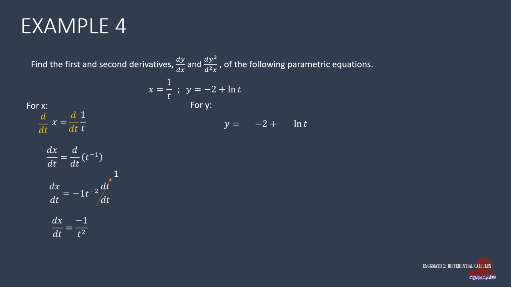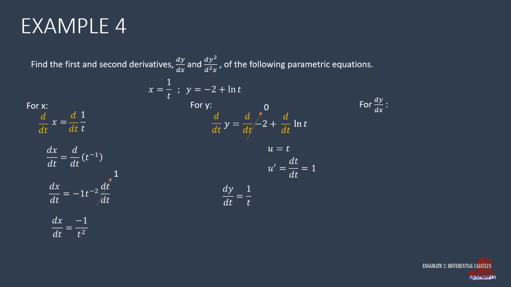dy all over dt is the derivative of negative 2 plus the derivative of ln of t. The derivative of a constant is 0. And to take the derivative of ln t, we figure out u, which is t, and take u prime, which is 1. dy all over dt is then taken as u prime all over u, which is 1 over t.